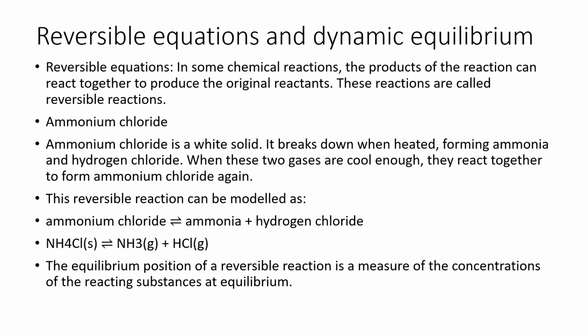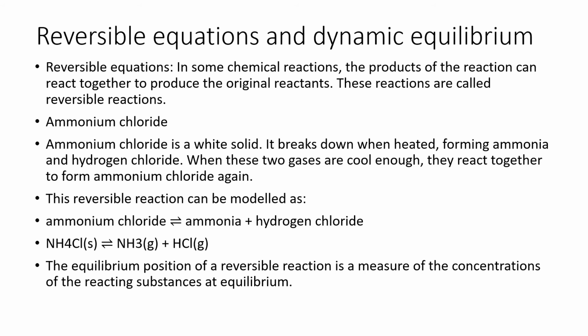So finally, we'll be looking at reversible reactions and dynamic equilibrium. Reversible reactions. In some chemical reactions, the products of the reaction can react together to produce the original reactants. These reactions are called reversible reactions. So here's a typical example of this.